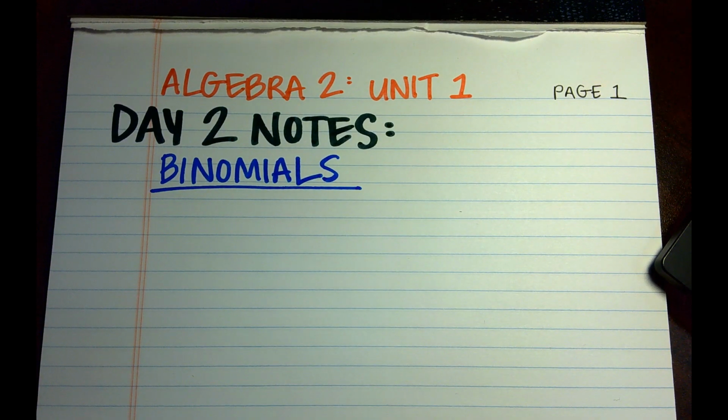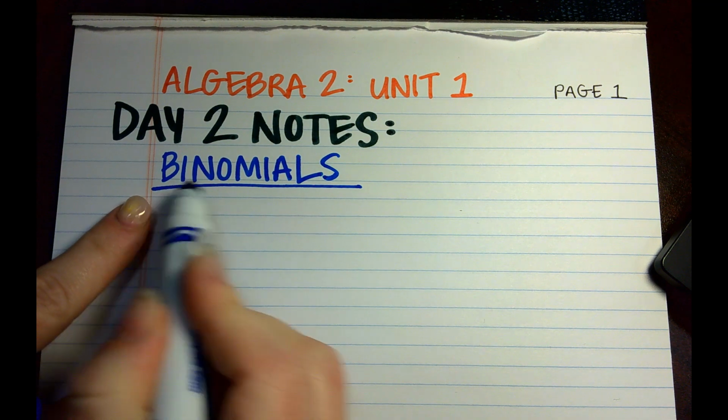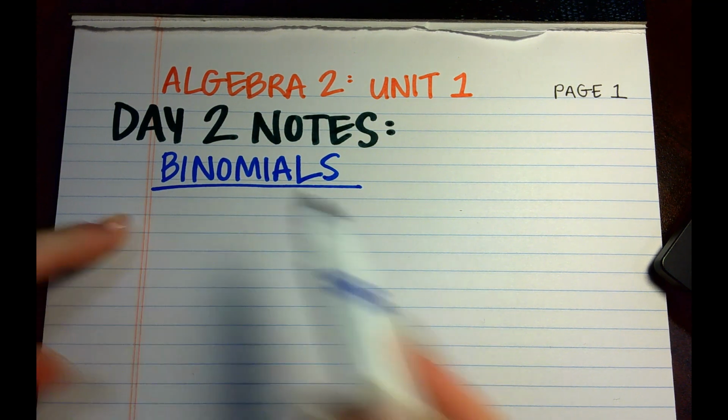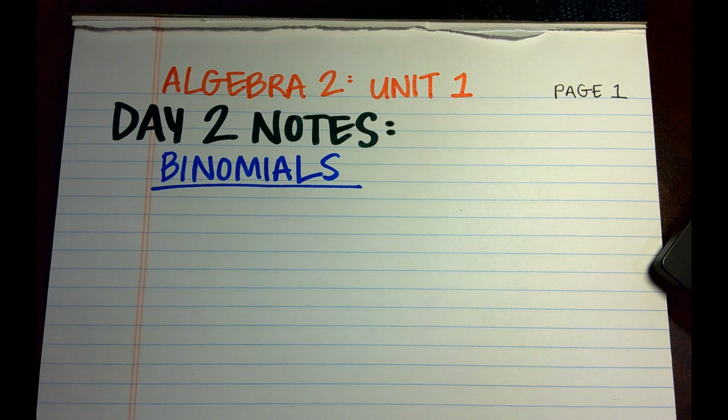Binomials. Does anybody remember what a binomial is? Two numbers. Oh my goodness, yes. So you can break this down very easily. Bi means 2. Nomial is a fancy word for number or term. So a binomial is just a fancy way of saying 2 numbers or 2 terms.